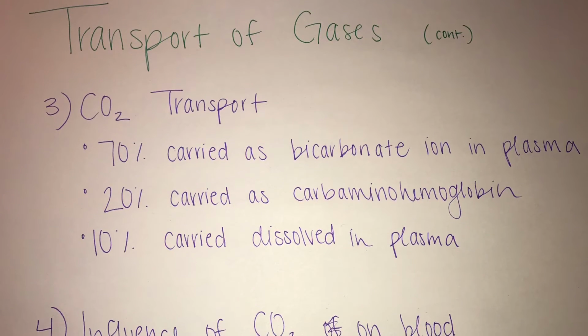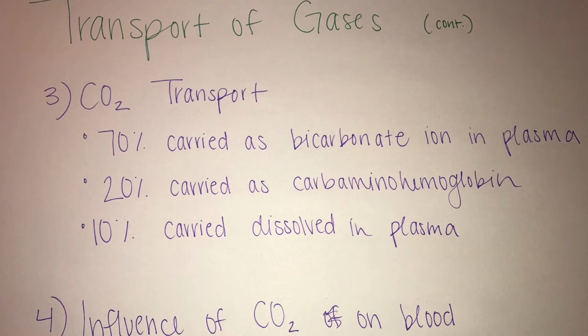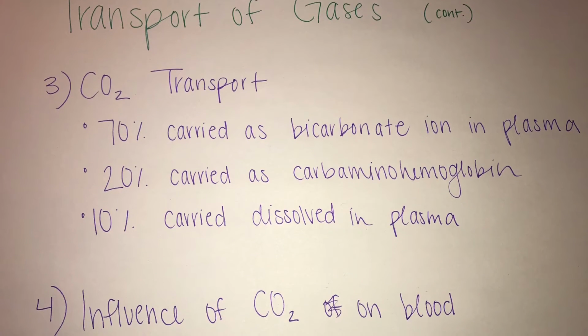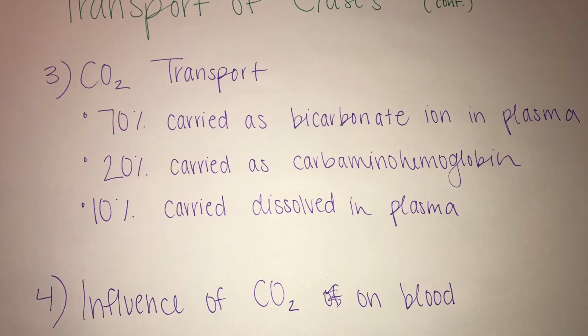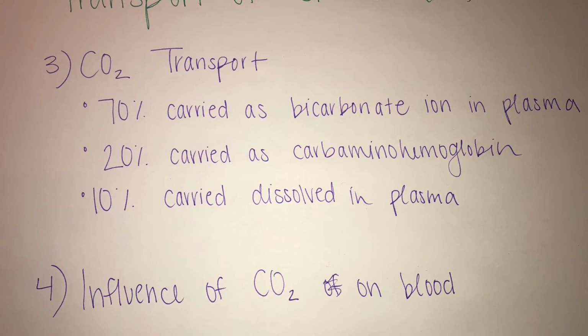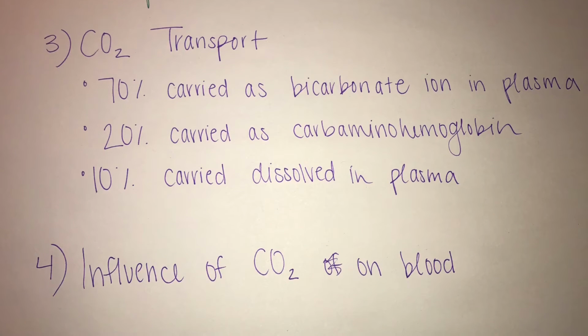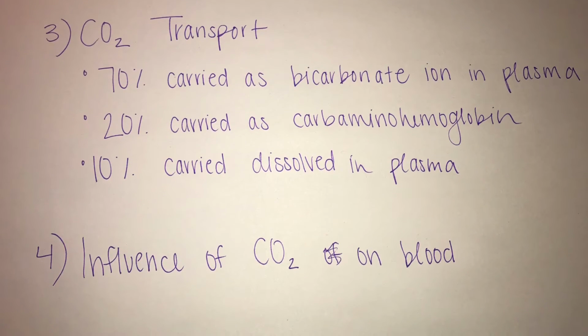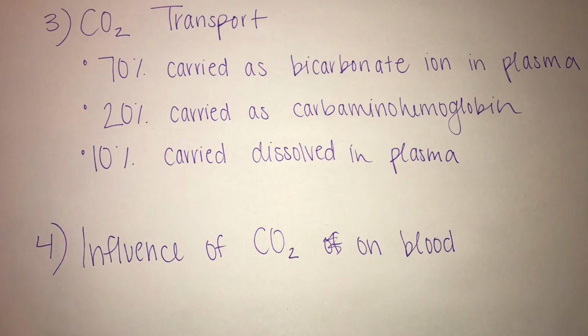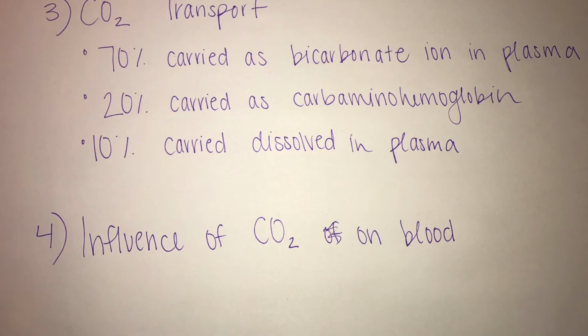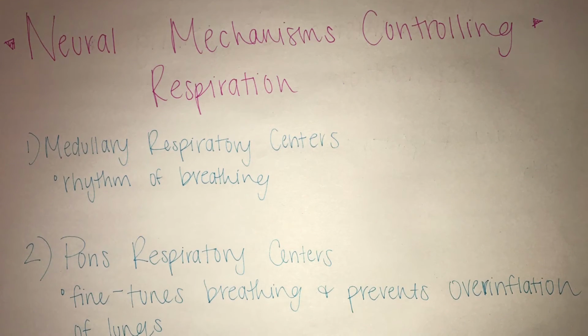About 70% of carbon dioxide is carried as bicarbonate ion in plasma, about 20% is carried as carbaminohemoglobin, and about 10% is carried dissolved in plasma. Being that carbon dioxide in blood is acidic, it lets you control blood pH with breathing.